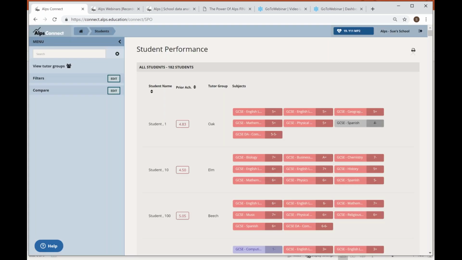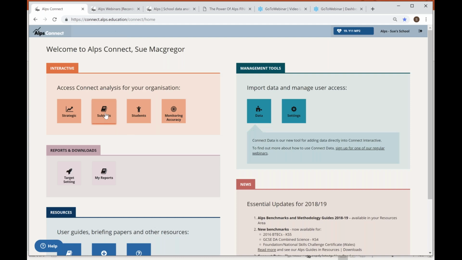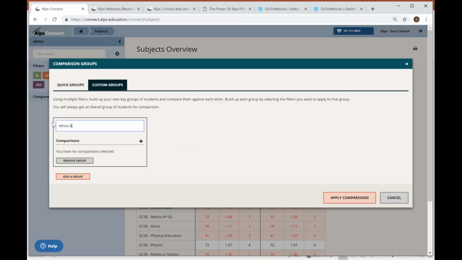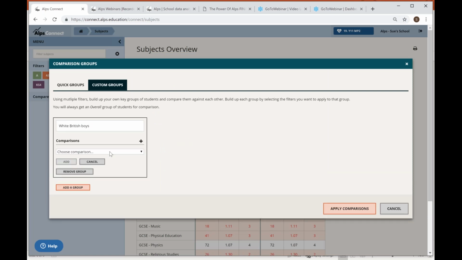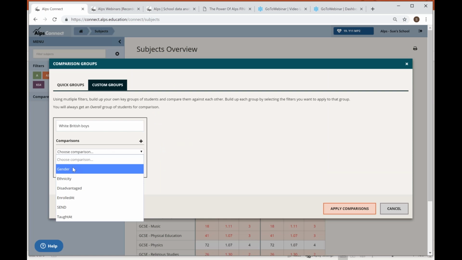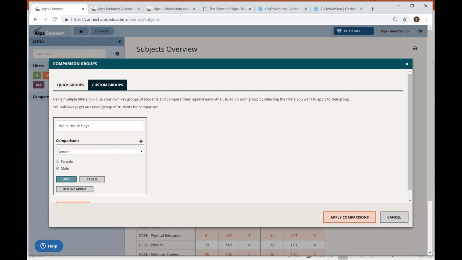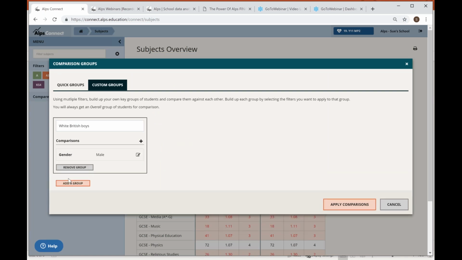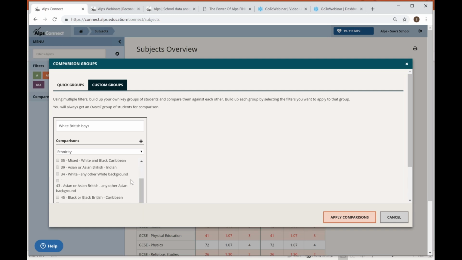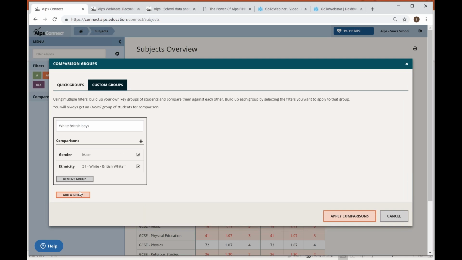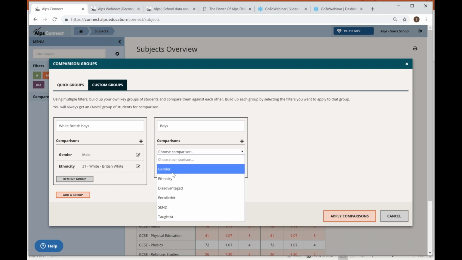The one other thing I wanted to show you at GCSE was that on this custom groups, you can add a custom group that's got a double filter on it. So for example, I can compare my white British boys, so I can put a gender comparison group in, and then I can also add an ethnicity of white British, add that. So I've got my white British boys there. I could, if I wanted to, just put boys in there as well. And I'll show you what this looks like, and we're almost done.